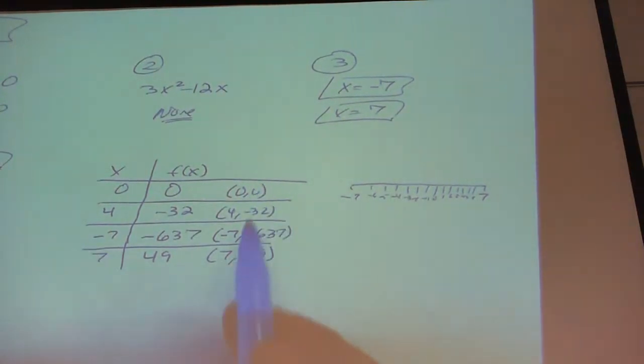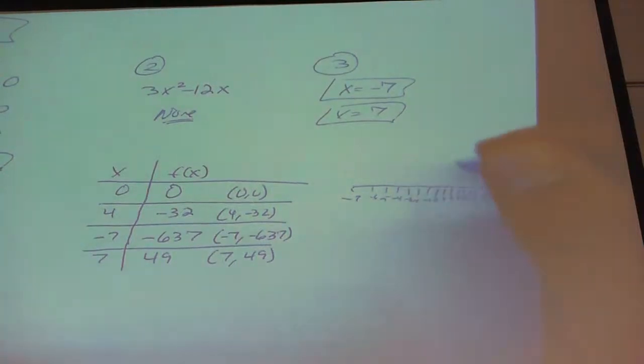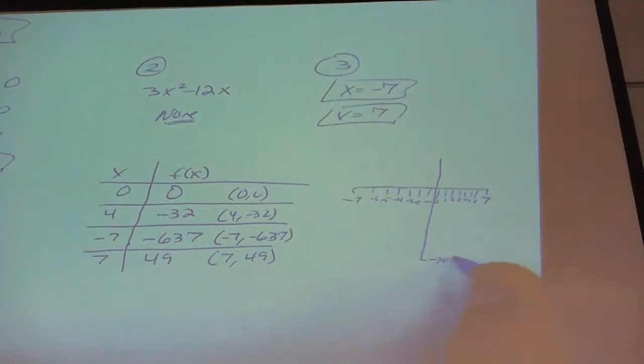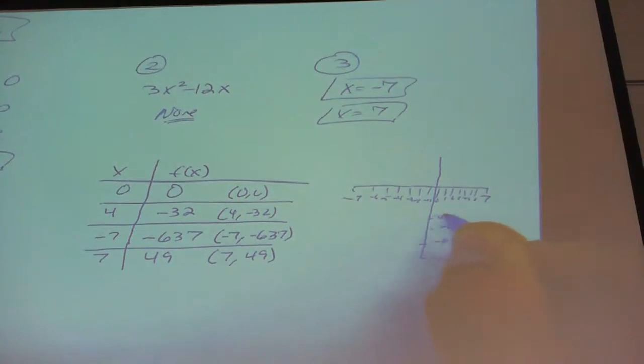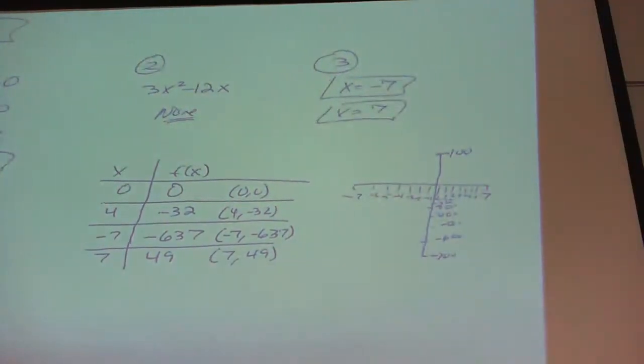Now, what should my y be to cover these y's? How low do I need to go? Negative 700. How high do I need to go? 100. Maybe 100. Good call. So I'm going to go down to negative 700, and I'm going to go up to 100. Why? Because my domain says it goes from negative 7 to 7.